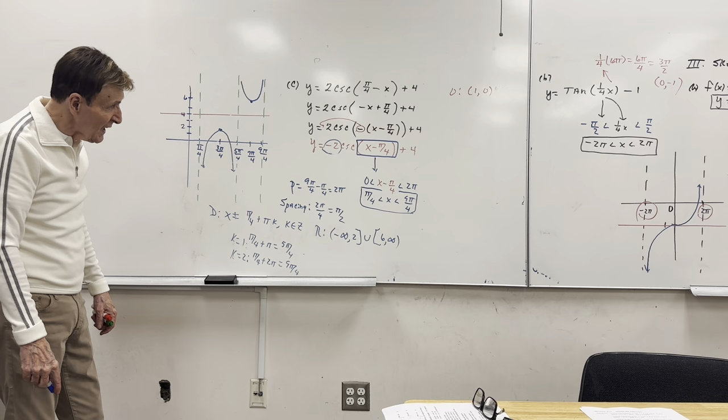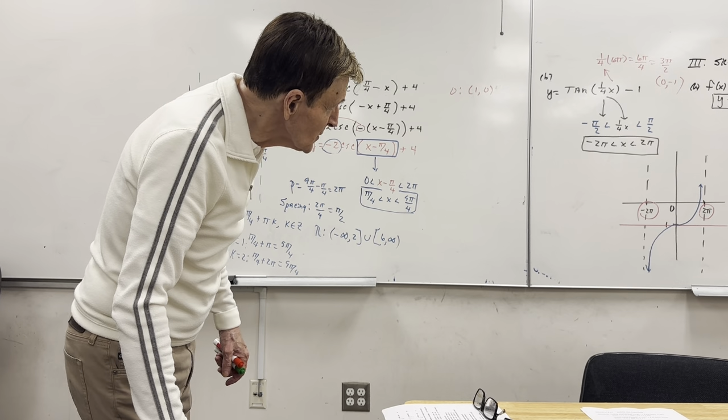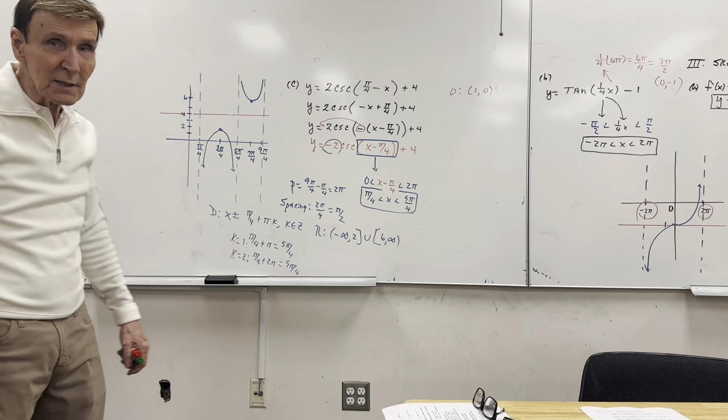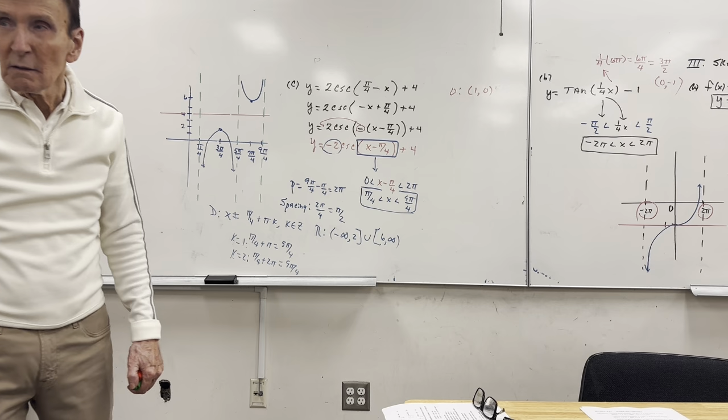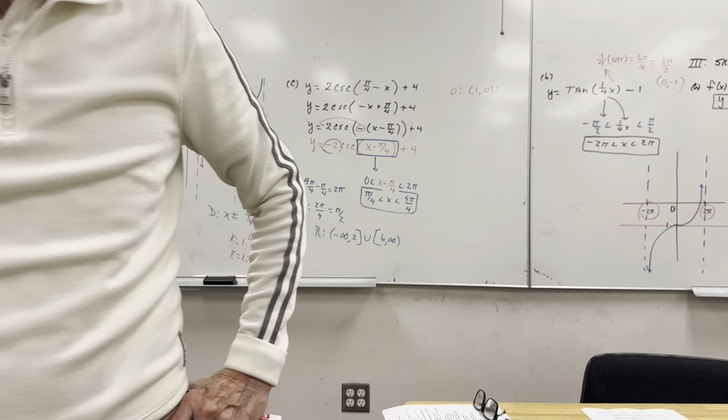Guys, do we have everything done here? Domain, range, no amplitude, period, get out of the way. I think that's it. Does it make sense? And that's just that one side of the handout.